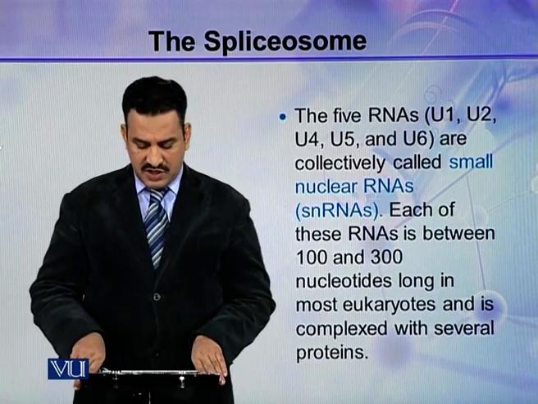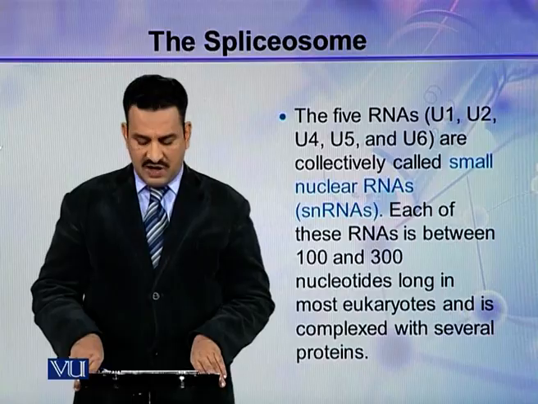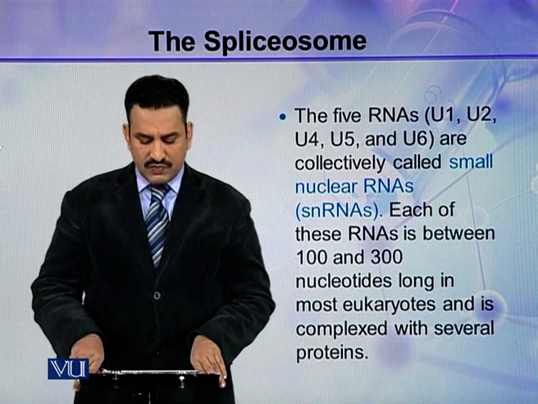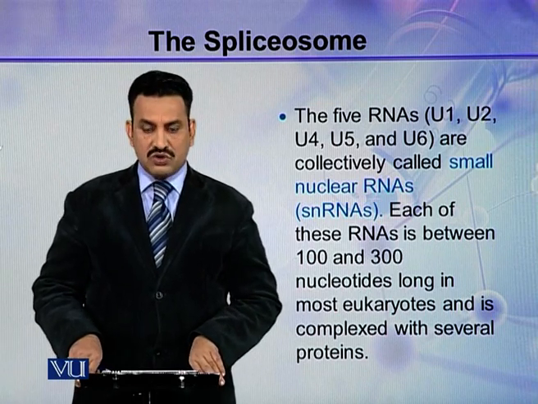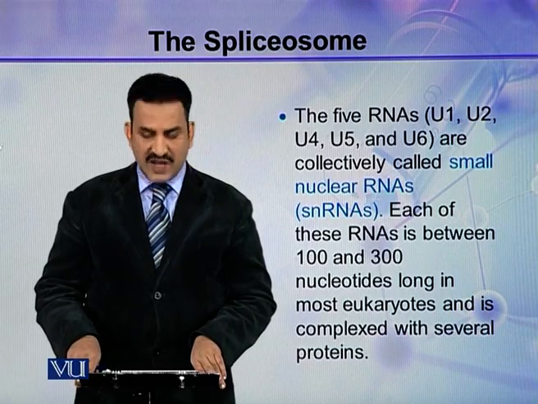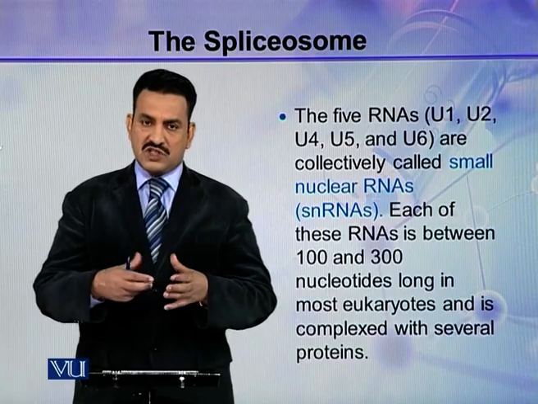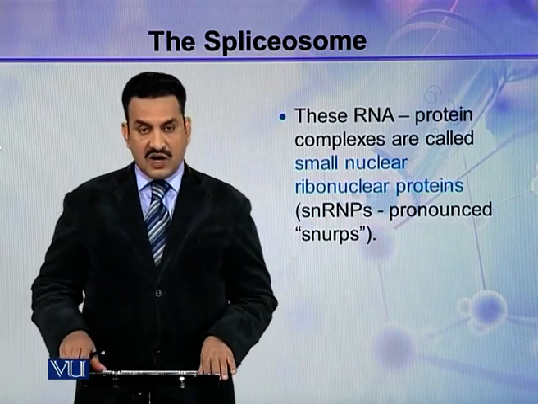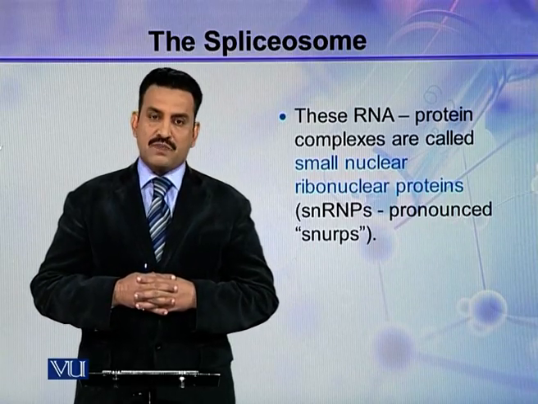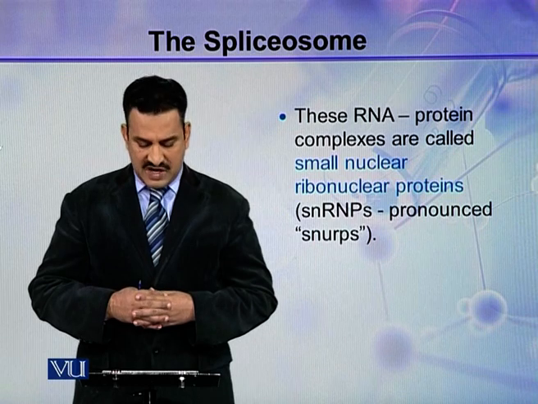The 5 RNAs, that is U1, U2, U4, U5 and U6, are collectively called small nuclear RNAs or snRNAs. Each of these RNAs is between 100 to 300 nucleotides long in most eukaryotes and is complexed with several proteins. So, several proteins are attached with these RNAs. These RNA protein complexes are called small nuclear ribonucleoproteins, snRNPs, or normally they are pronounced as SNRPs.